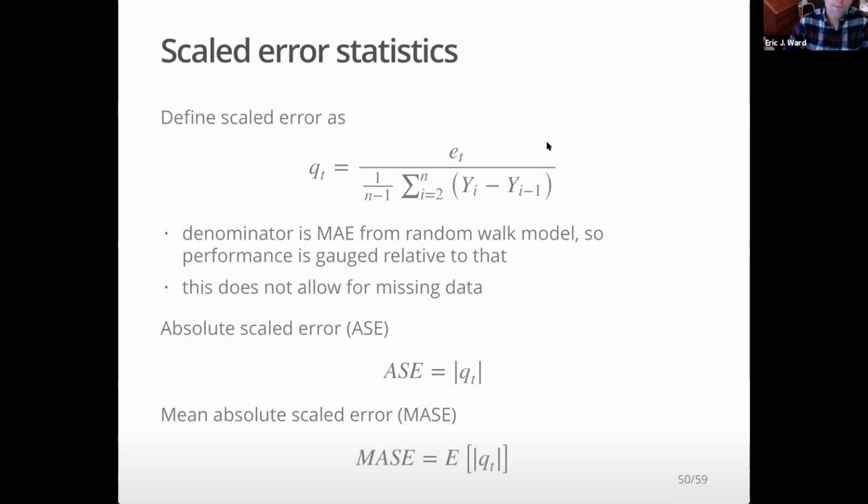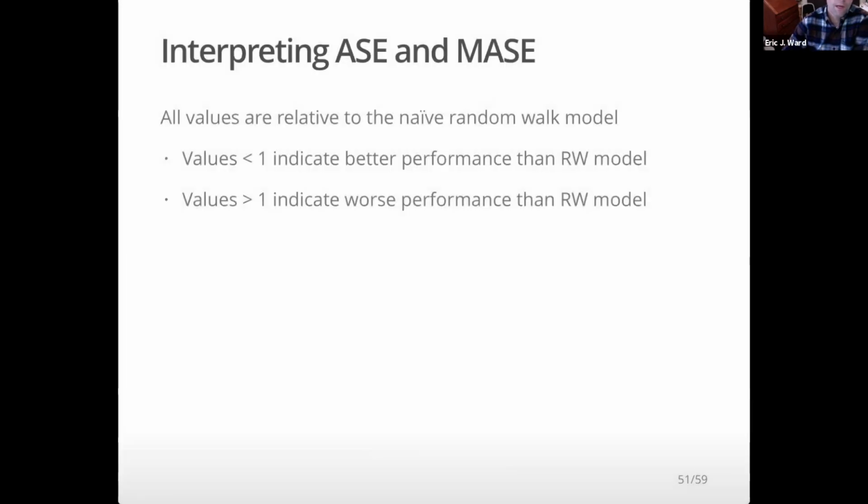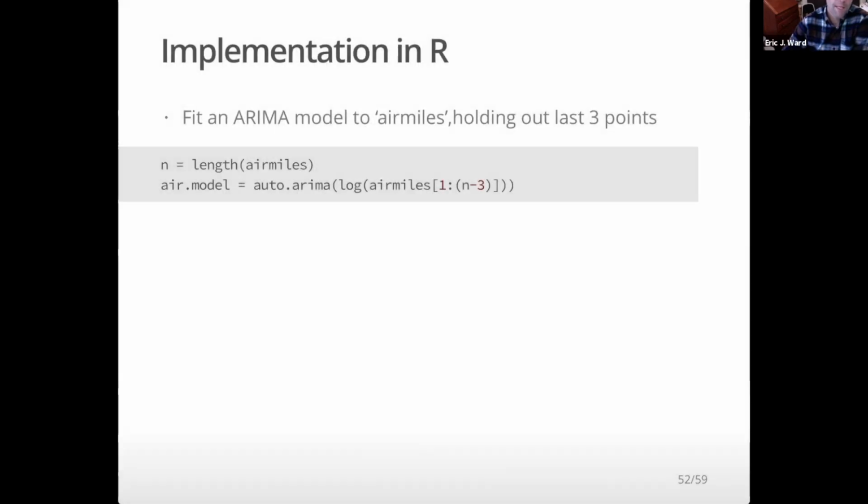We want this value to be less than 1, where we're getting small errors on top compared to the large errors here for the random walk model on the bottom. So these kinds of approaches, the ACE and the MACE, are also available in a lot of the time series packages that we've been working with for this class.